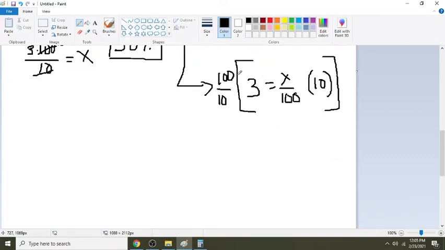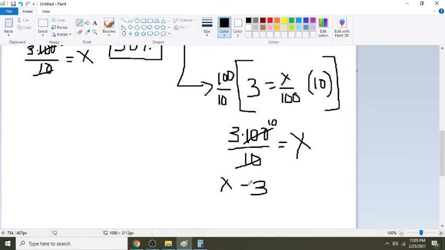Let's try to solve it. This will leave you with 3 times 100 divided by 10 equals x, because the 100 cancels out here and the 10 cancels out there. And then you solve it. 100 divided by 10 will be 10. 10 times 3 is 30. X is equal to 30, and the answer is 30%.